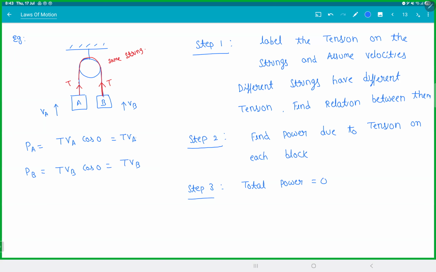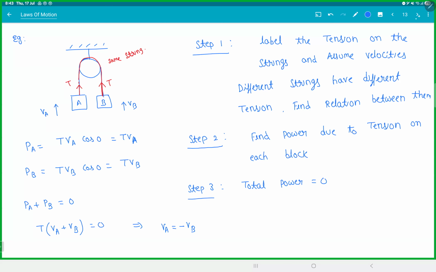And this is an easy one. The total power has to be 0. We will not do it like this later, I'm just showing the steps. So you'll get T into (VA plus VB) is equal to 0. So we got VA is equal to minus VB. Understood? That means if A is going up, B has to come down, isn't it? Clear with the steps? Let me show you one more example, a little more complex. Any doubts on this? Step 1, label the tensions and assume velocities. Step 2, find the power in each block. Step 3, add them up.